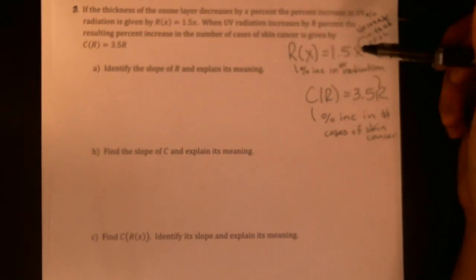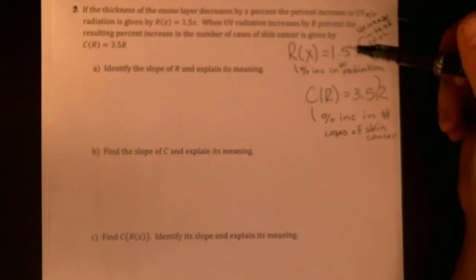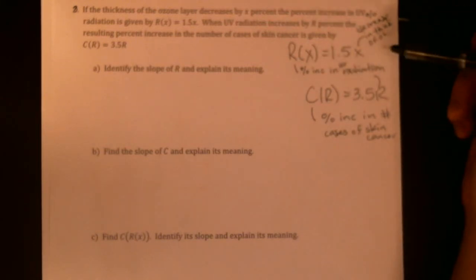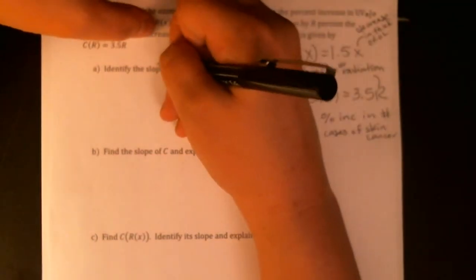And the first thing we're supposed to do is identify the slope of R and explain its meaning. So identify, because you shouldn't have to do any work. You should just be able to look at R and say, this is a linear function. It's in y equals mx plus b form. B is 0, m is 1.5. So my slope is 1.5.